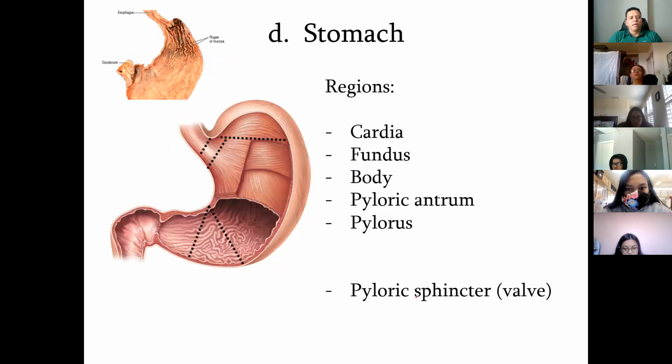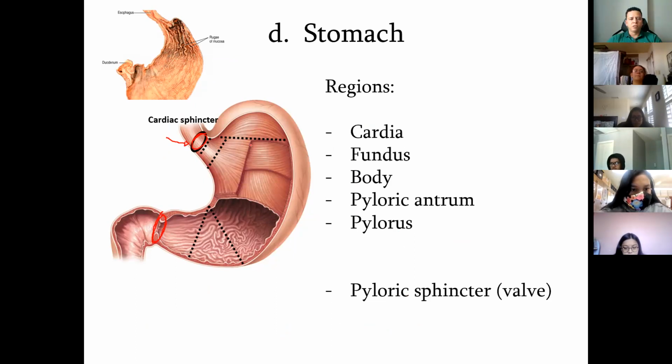So now we are looking at the stomach, and the stomach is subdivided into different regions. At the entrance of the stomach right here, folks, we are going to find a sphincter. So we're going to find a sphincter both at the entrance to the stomach as well as the exit of the stomach. The sphincter right here, the entrance to the stomach, in between the esophagus and the stomach, this is what we call the cardiac sphincter. Okay? And remember, sphincters are circular muscles.